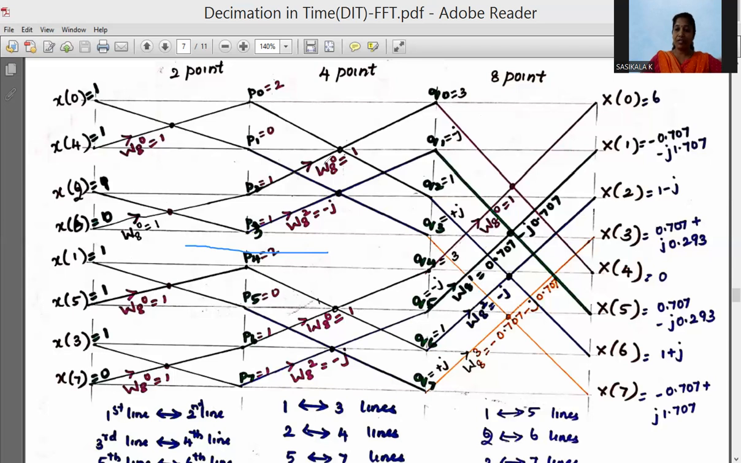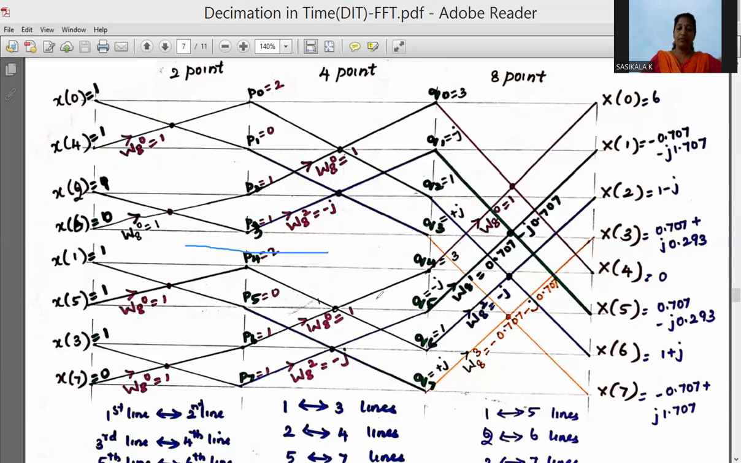Okay. And for the first butterfly, the twiddle factor is W8 power 0. And for the second butterfly, the twiddle factor is W8 power 2. And similarly, for the second half, that is the 5th, 6th, 7th, and 8th line.